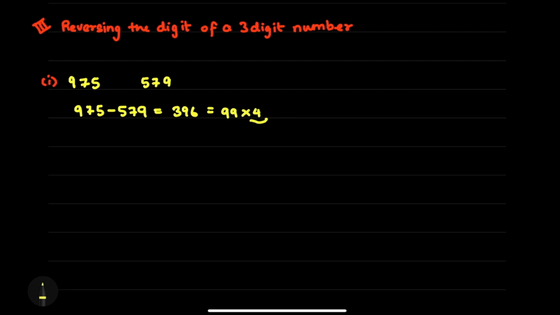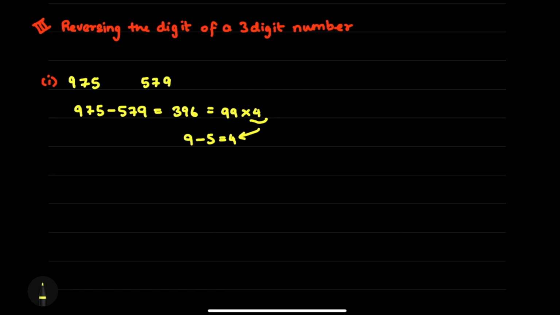In this, 4 is the special number because it comes out as the difference of the digits in the hundreds and the units place, and that is 9 and 5. So whatever you have in the hundreds digit and what you have in the units digit, the difference between these two digits would be divisible by the difference of the two numbers.